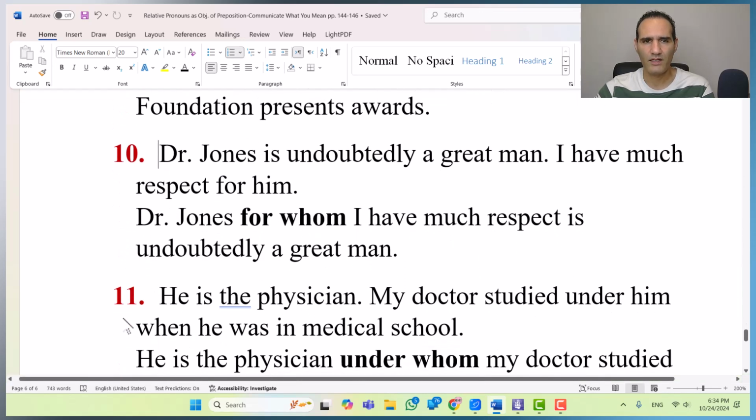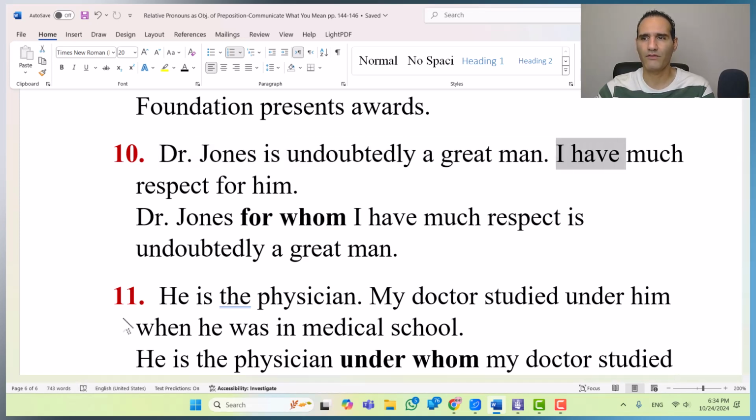Number 10. Dr. Jones is undoubtedly a great man. I have much respect for him. Respect for him. So we are modifying Dr. Jones. It is for. It should be for whom. Dr. Jones, for whom I have much respect, is undoubtedly a great man. You see, this meaningful pause here after respect gives a lot of sense and meaning to our sentence. Dr. Jones, for whom I have much respect, is undoubtedly a great man.